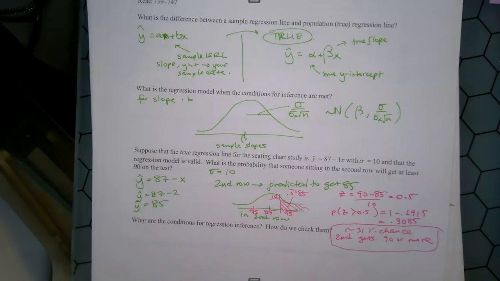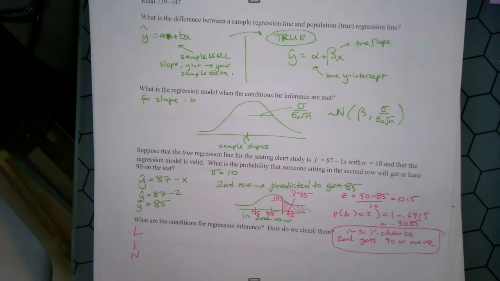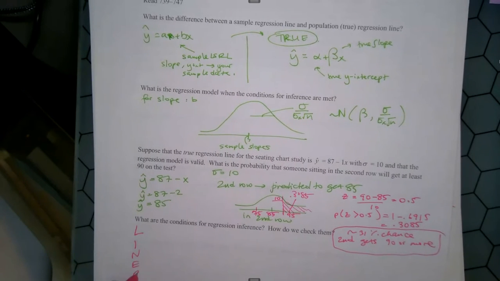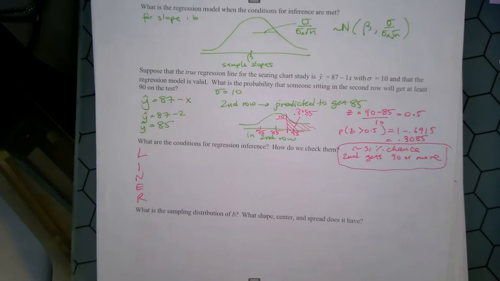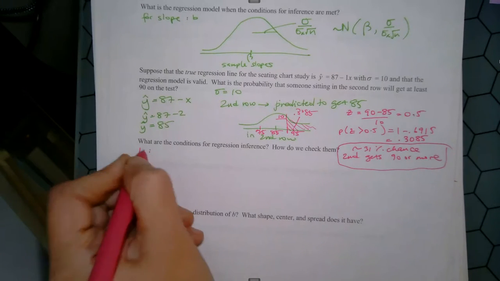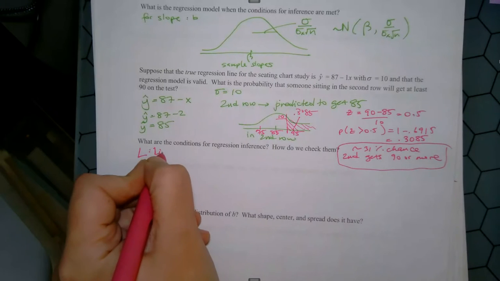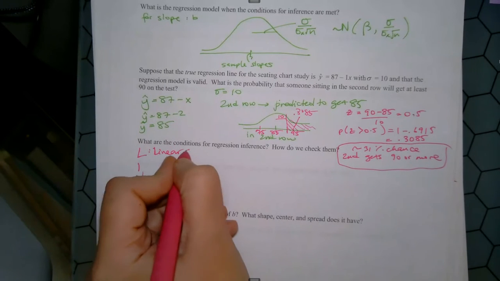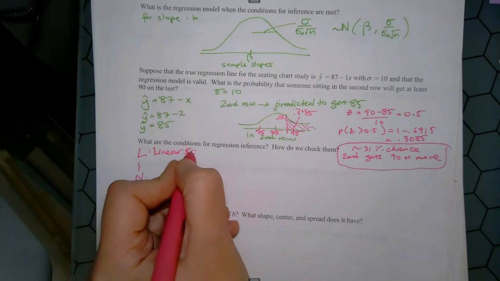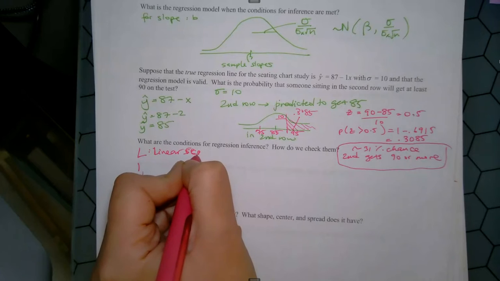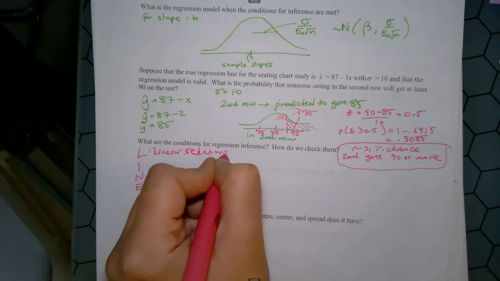What are the conditions? Oh, this is where it gets interesting. Like I said, there are 5 of them. They do spell something. Hopefully, they may spell almost the word linear, but no, liner. 5 conditions. 1, the actual relationship is linear. So look at the scatter plot. Check that it's not curving. So that's how you check that one.